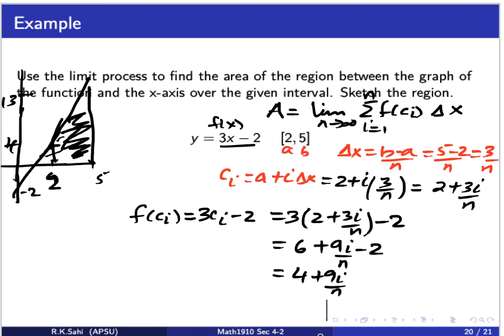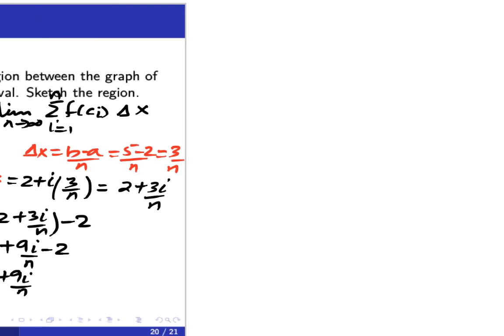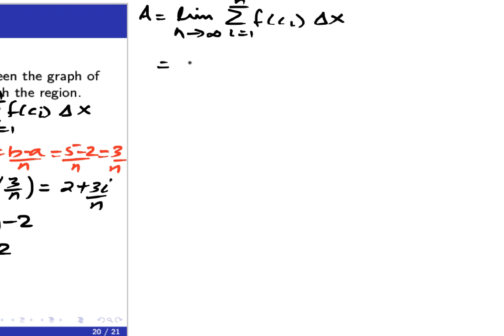So once again, I'm going to increase my space and do all the work we did. So we start here. Area is the limit n tends to infinity, f of ci, delta x, oh, exactly, I forgot these summations, guys. Be very, very careful. Summation i varies from 1 to n, f of ci, delta x. Now let's plug in. Limit n tends to infinity, summation i varies from 1 to n.